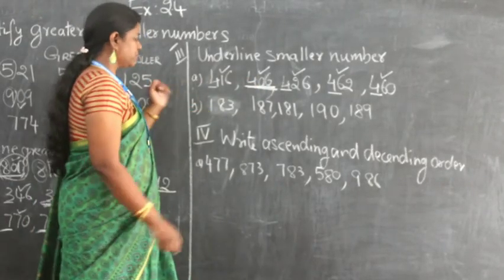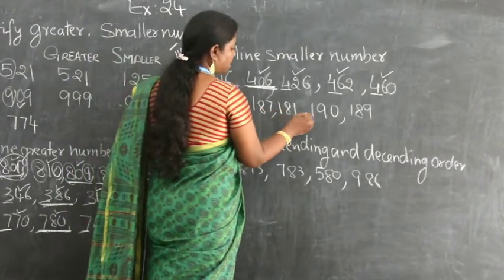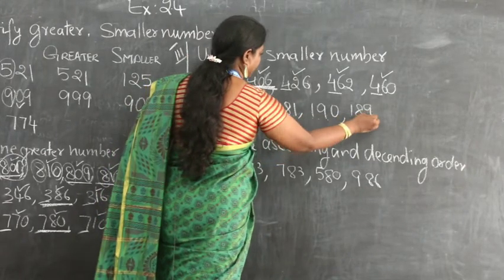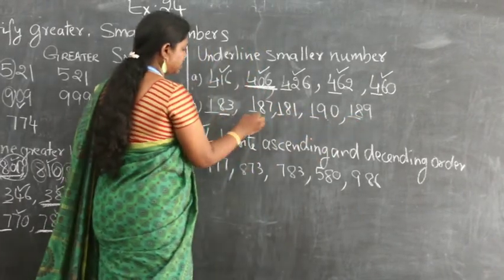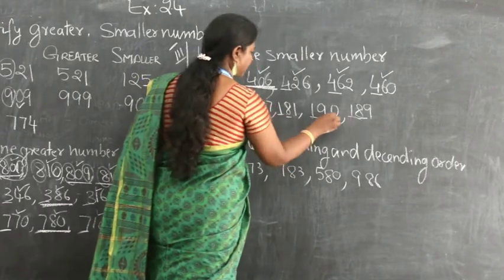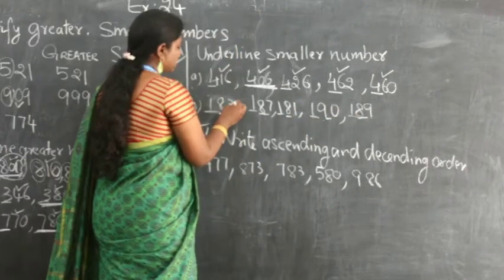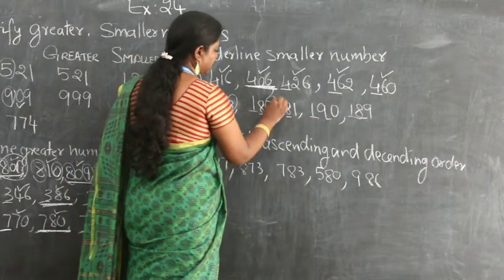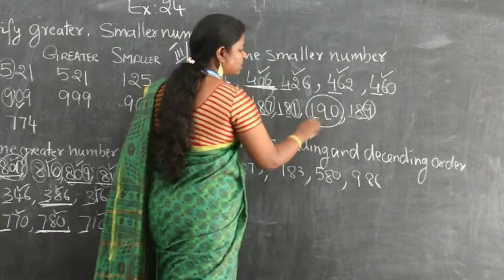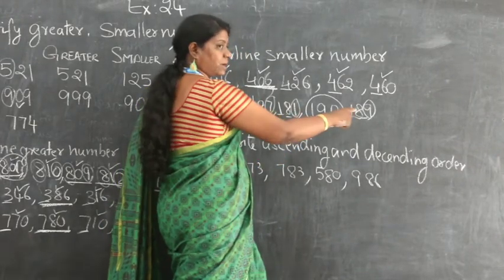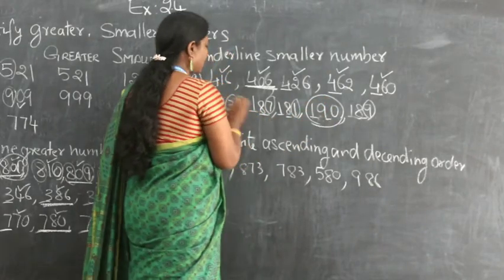Let's do the second question here. It is 183, 187, 181, 190 and 189. So when you check this, all the first numbers are 1 and the second numbers are 8 and 9. So 9 is bigger, so we're going to leave the 9 and we are going to see the 8 numbers only. In the 8 numbers, the first one has 3, the second one has 7, the third one has 1 and the fourth one has 9. You have to leave this alone because the second number is greater than the other numbers. So this one is the biggest number here. So don't look into that number. Look at the other 4 numbers.